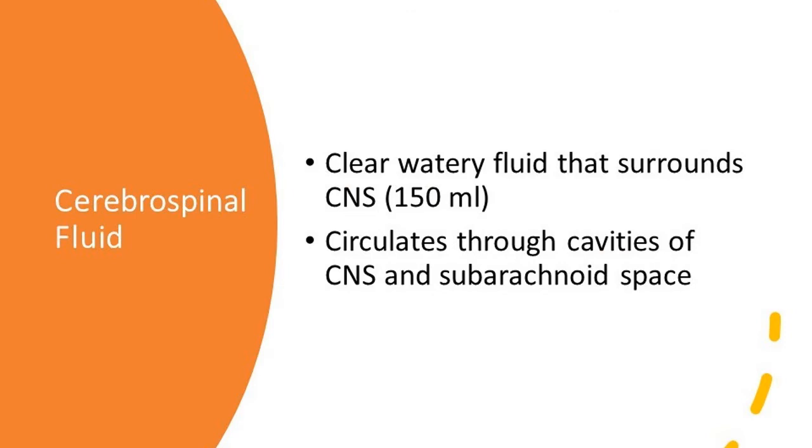So these ventricles are filled with a clear watery fluid called cerebrospinal fluid, or CSF for short. The amount of this cerebrospinal fluid in the central nervous system is about 150 milliliters, and it circulates through the subarachnoid space. You will remember the subarachnoid space from the video on meninges. The subarachnoid space is the space between the arachnoid mater and pia mater. So the CSF is located in the subarachnoid space.